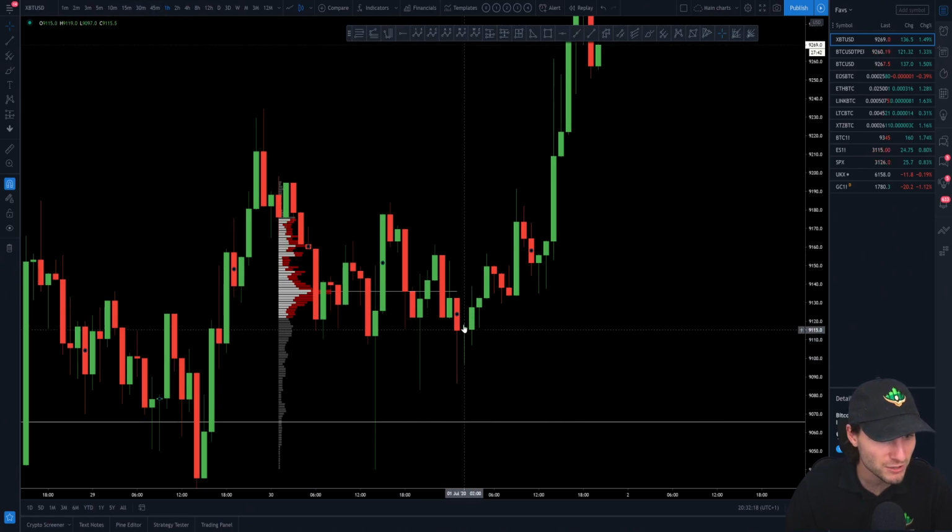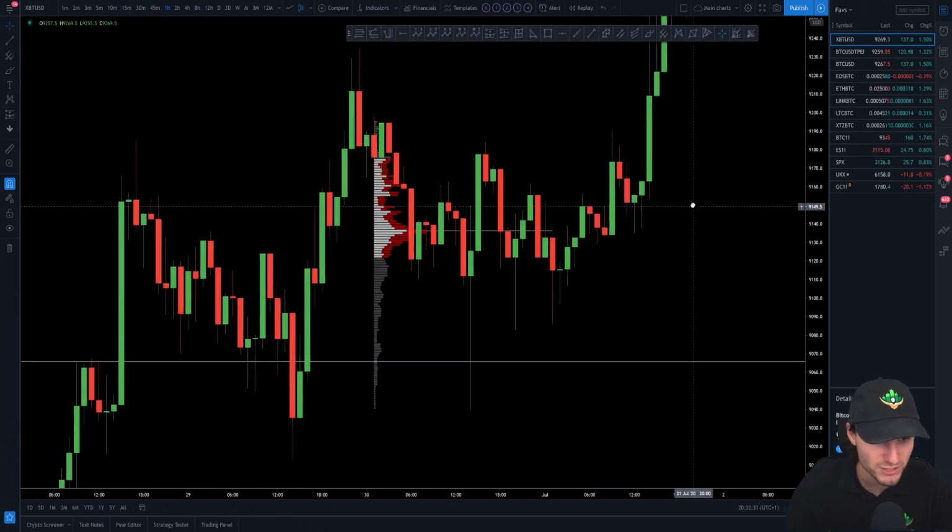This is a 1-hour chart. We have a 1-hour close above here, and then we would have longed here to trade back up to this high. You can see that would have been a nice trade, because you would have hit up to the previous day's value area high. You got a little pullback, and then a really nice increase in price.